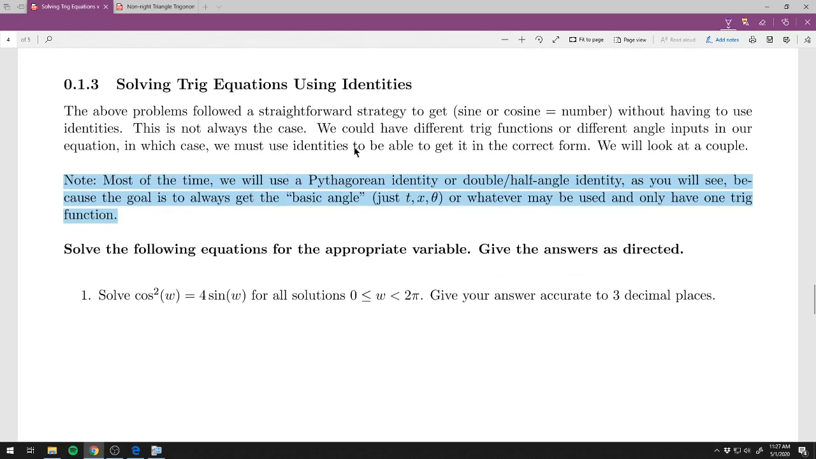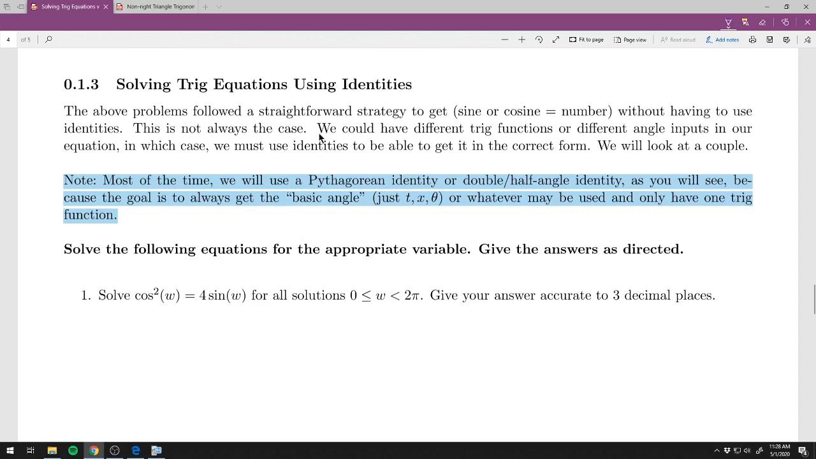Now, one thing I have previewed here, which I'm going to read through, is very important. It's going to explain why we need to use identities at certain points. The above problems followed a straightforward strategy, meaning to get sine or cosine equals a number without having to use identities. We factored or we used the quadratic formula. So that's what I mean by straightforward. Not that it was necessarily easy, just that it was a straightforward idea.